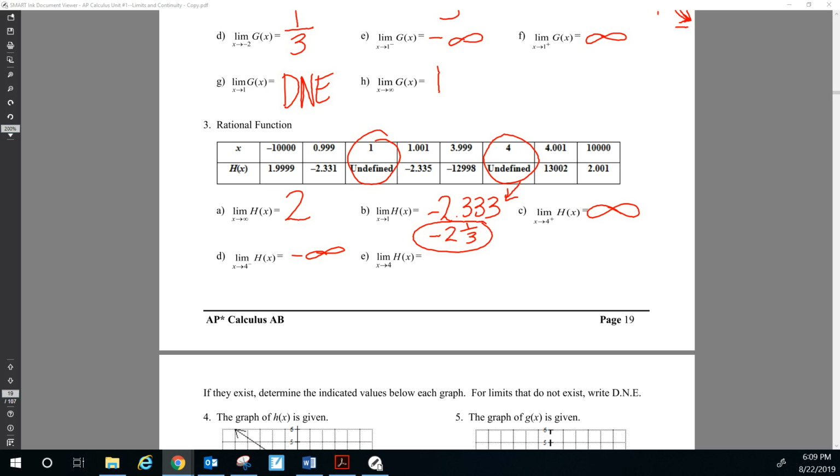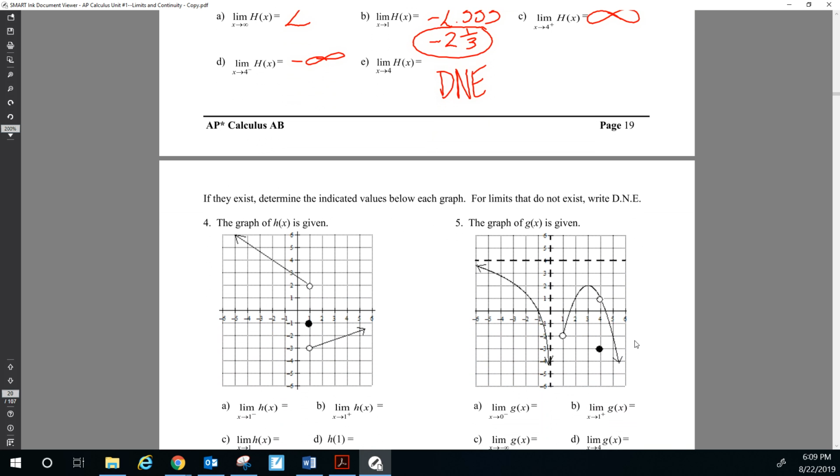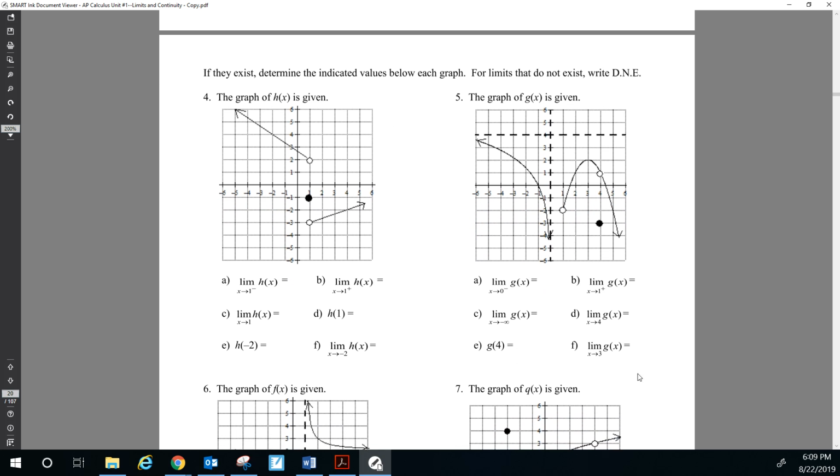So do we have an overall limit? No, they don't match. And if they did match, it's going to infinity. So its overall limit does not exist. It only exists if that number is a real number.